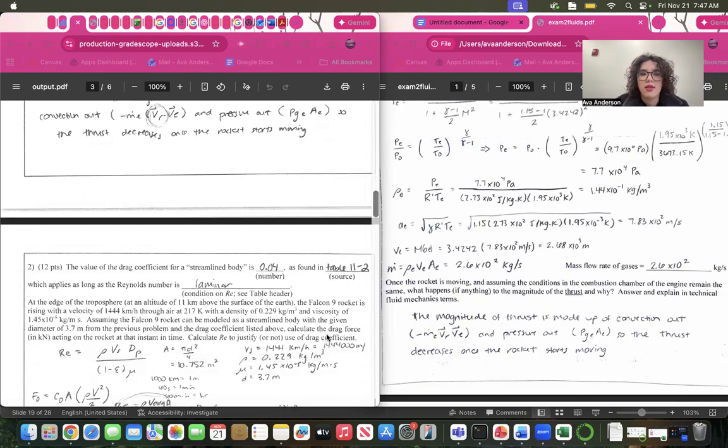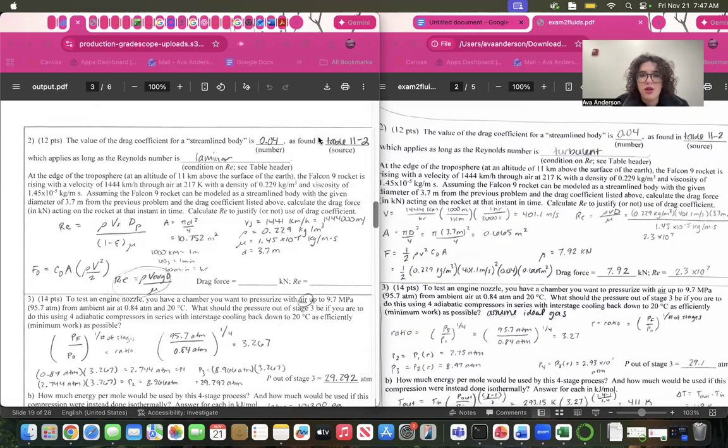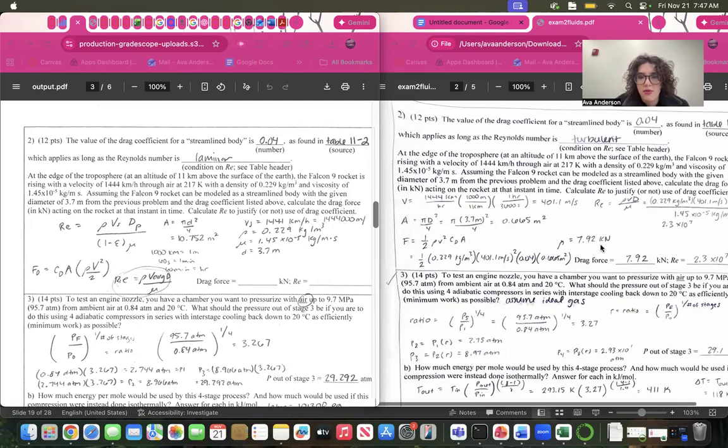So we're just going to go past that. For number two, the value of the drag coefficient for a streamlined body is 0.04, and that's from table 11.2, which applies as long as the Reynolds number is turbulent, not laminar. And you can find the Reynolds number, which is rho VD over mu, and that's 2.3 times 10 to the seventh, which is turbulent. And from there, you can solve.